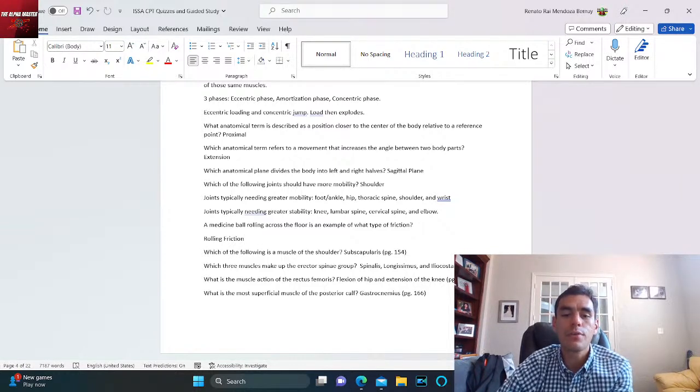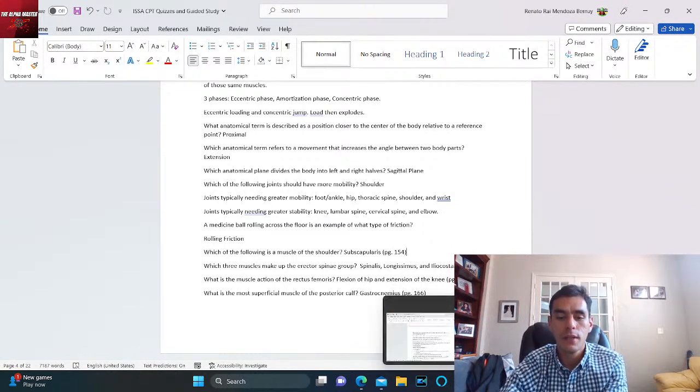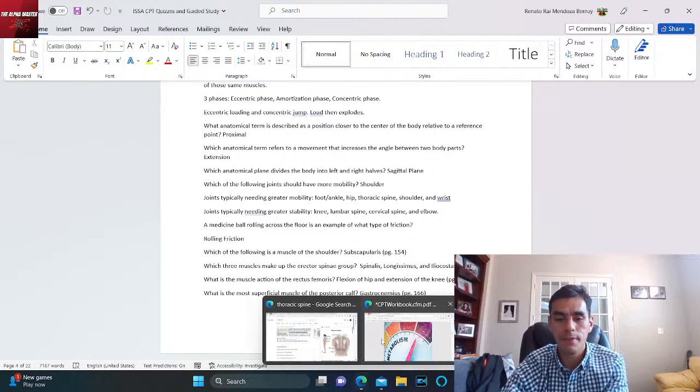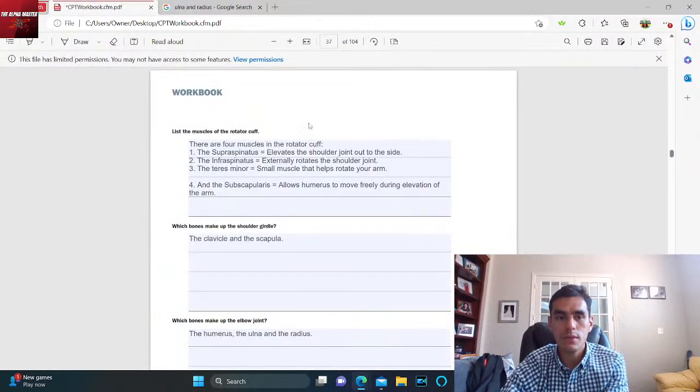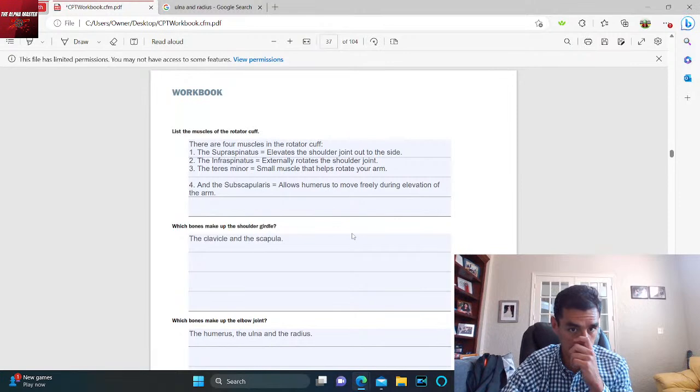Which of the following is a muscle of the shoulder? A muscle of the shoulder is going to be the subscapularis. But we also have the supraspinatus, infraspinatus, and the teres minor.